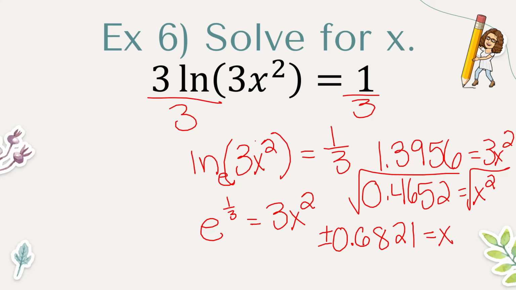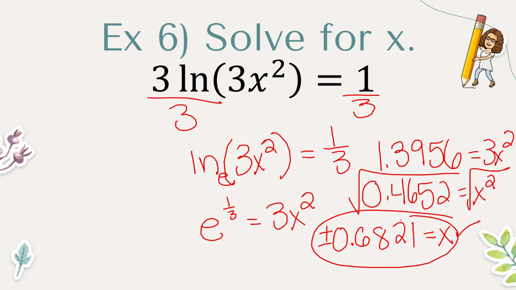So if I have 0.6821, notice if I square that, I'm going to get some number. Times 3 is still a positive number, right? Negative, still going to square it, going to turn positive, times 3, still a number. So both of those answers do in fact work.